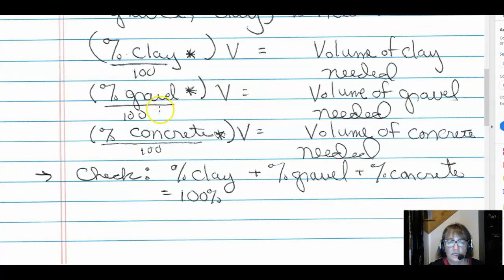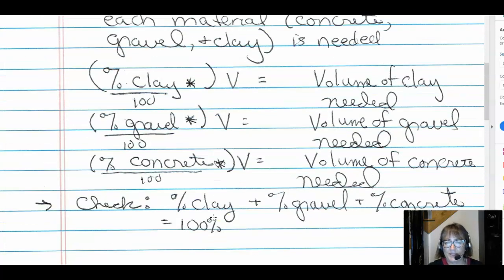And then the other thing is, since the percent of these 3 things have to add up to 100, one thing I did was for my last, I input the percent of clay and the percent of gravel, and then I took 100 minus the percent clay plus the percent of gravel, and that needed to be the percent of concrete. If it isn't, that would be a mistake. But you can also just check it this way. If you do all 3 inputs, just make sure that they add up to 100%. Because otherwise it means you either have more than you started with, or less than you need, or something's wrong.